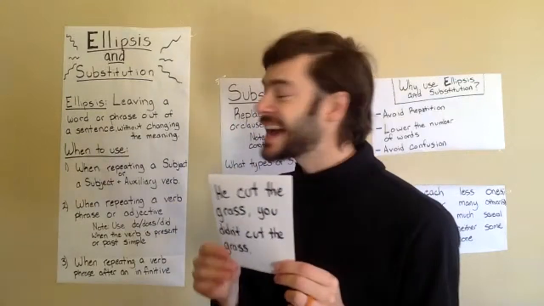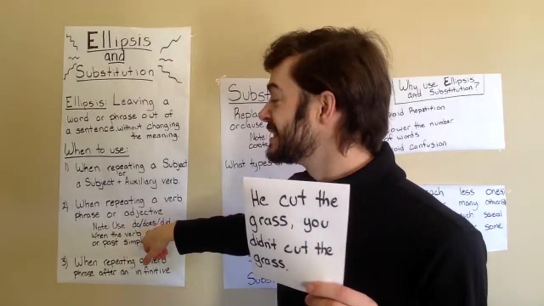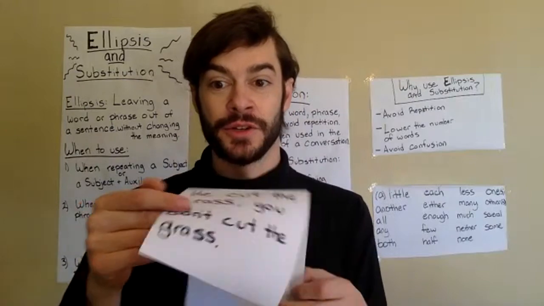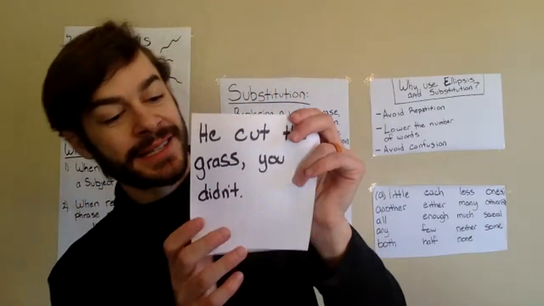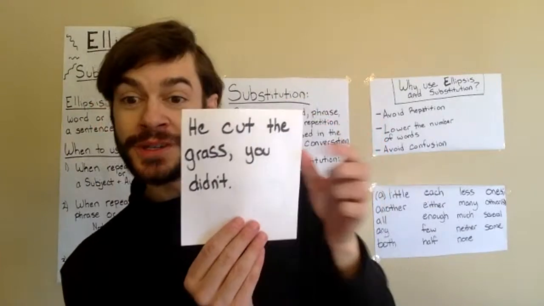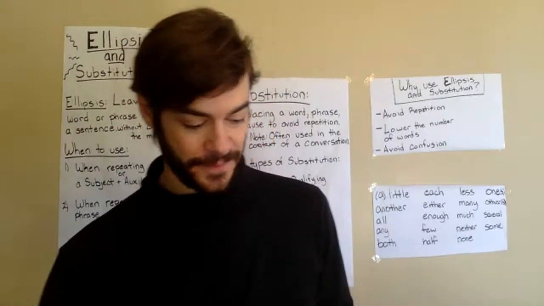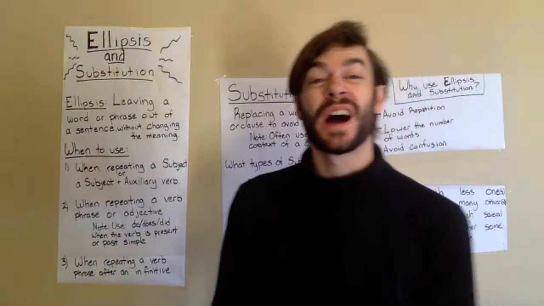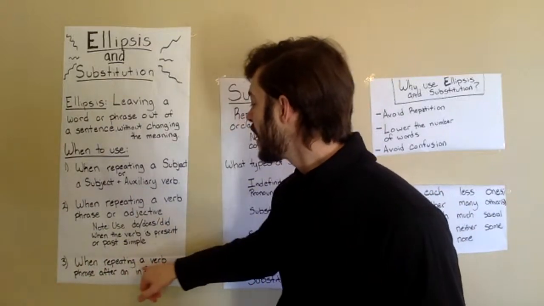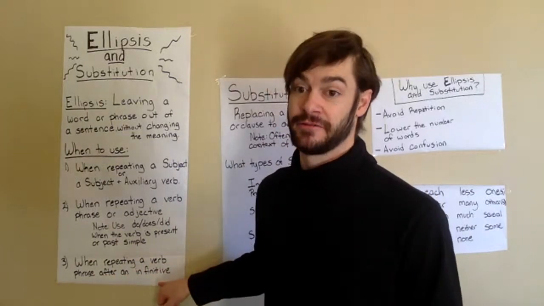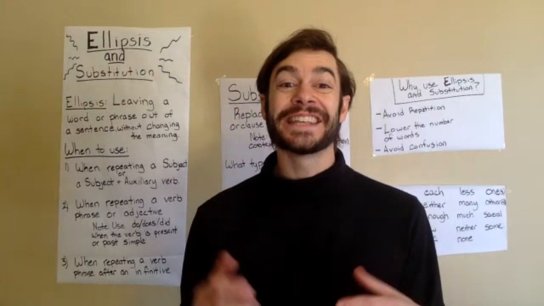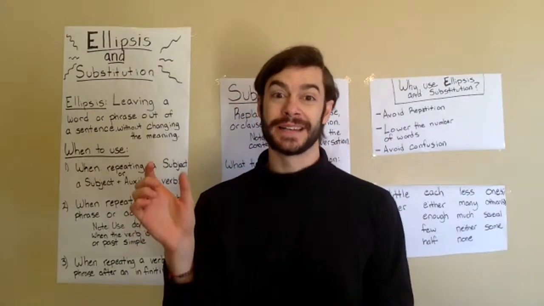He cut the grass. You didn't cut the grass. Good. Excellent. So we have do, does, or did, right? We have the past simple, and we can change this whole sentence to "he cut the grass, but you didn't." Excellent. Very good. Okay, so let's move on to our last example of ellipsis. We have when repeating a verb phrase after an infinitive. And as you remember, an infinitive is a verb with "to" afterwards.